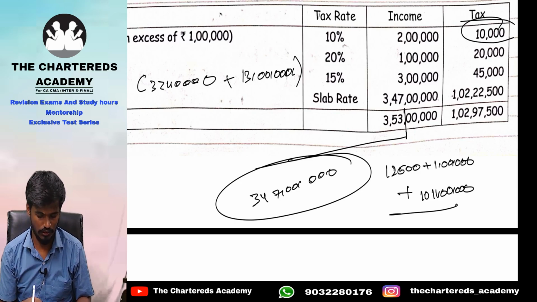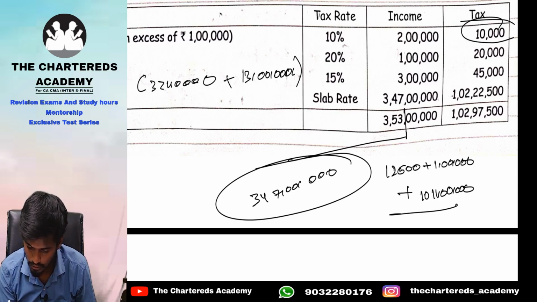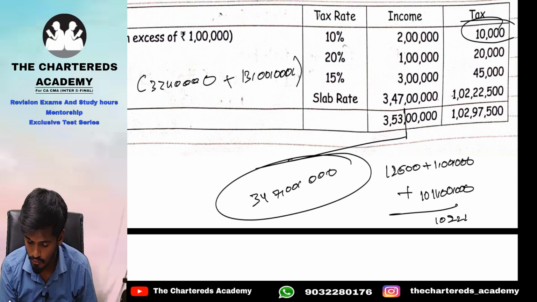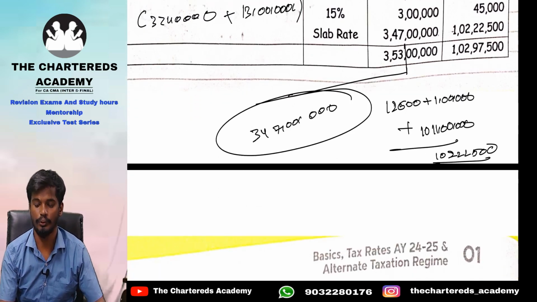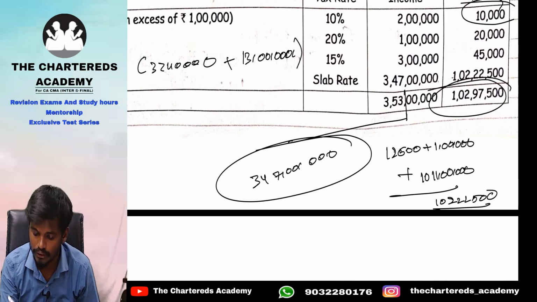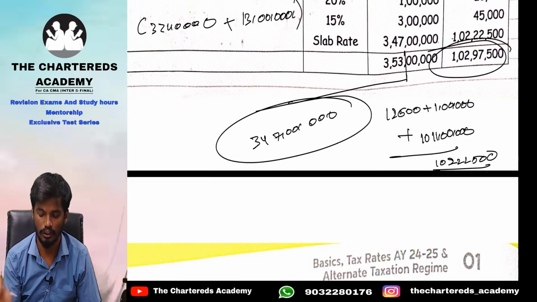3 crores. 47 lakhs minus 10 lakhs into 30% plus 1 lakh up to 5 lakhs. Total is 1 crore 2022 500. Okay, now 1 crore 2022 500. Total income is 1 crore 27 lakh. Total tax is 1 crore.